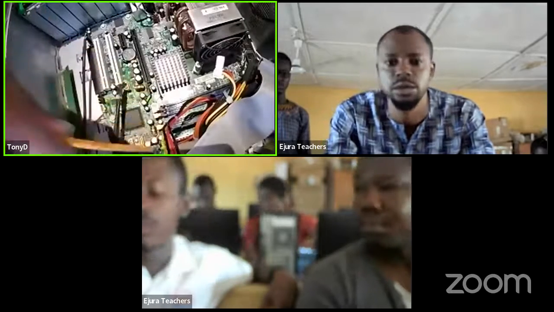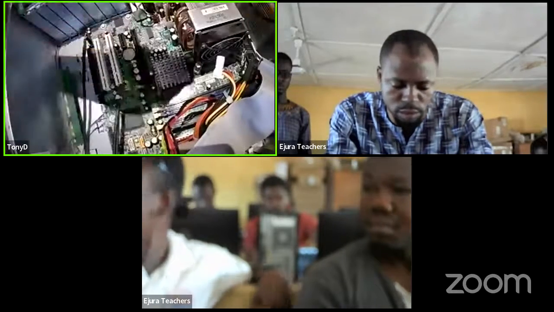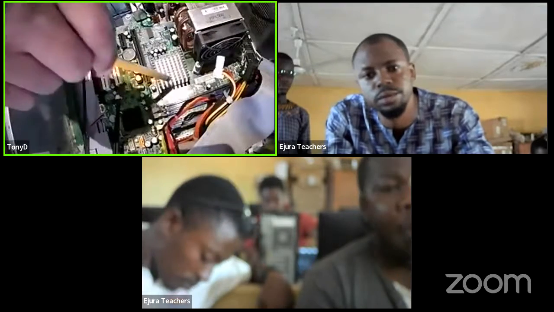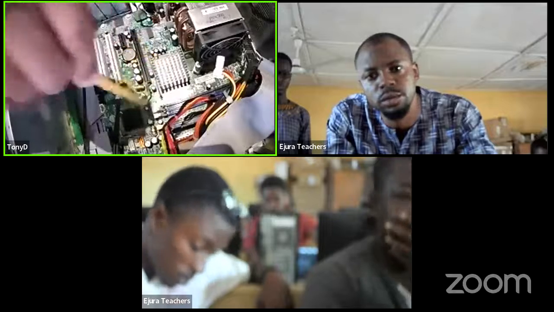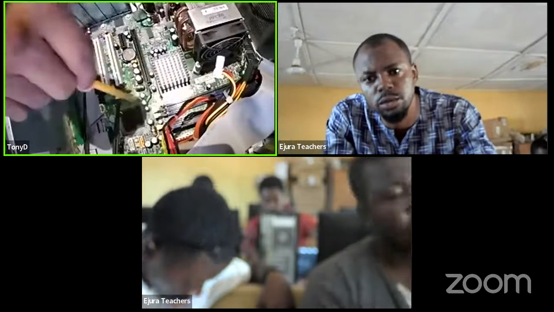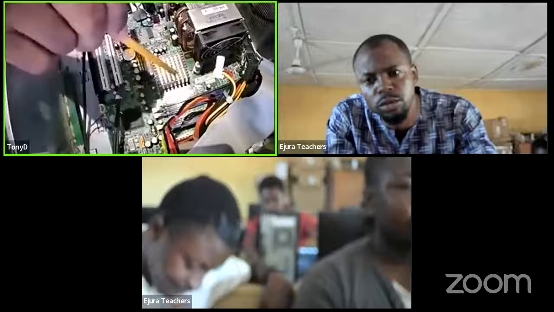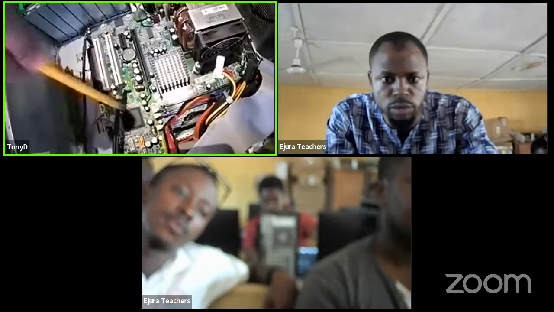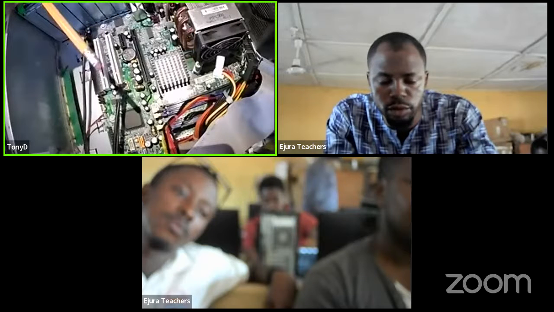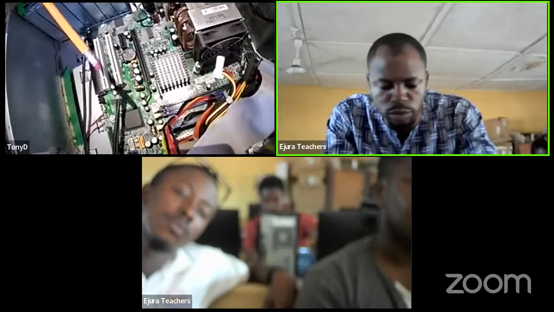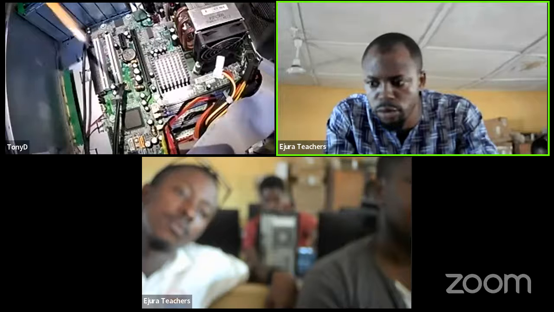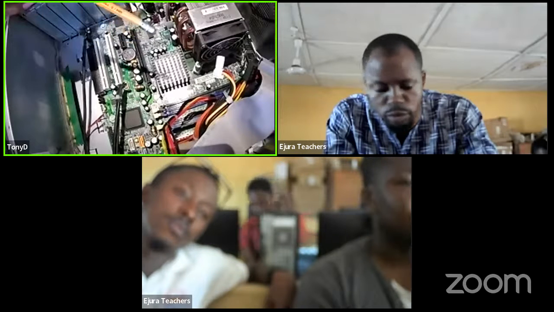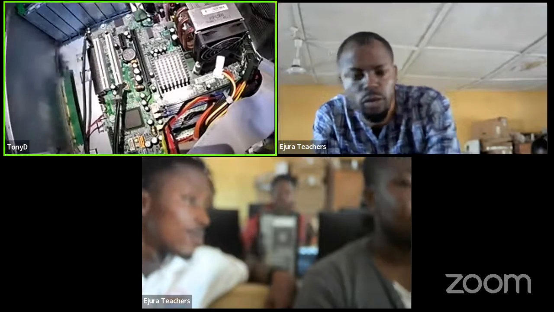So all these parts on this motherboard, we have this one, we have the hard drive. They are connected to the motherboard, to this motherboard right here, this green stuff, so that all the devices in the computer can talk and communicate with each other. Do we understand? Yes. So the motherboard is not the brain of the computer. It is there to connect all the devices.